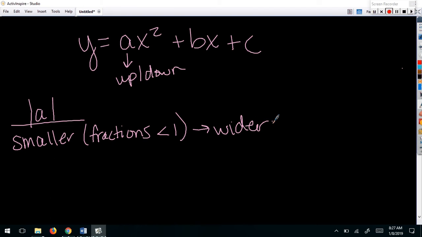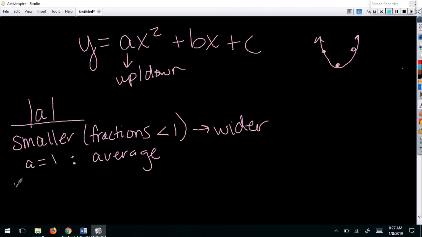Okay, so if A was 1/8, then the graph is going to be really wide, which is the opposite of what you would think. You would think that the smaller it gets, the smaller the graph gets, but it does the opposite, so you have to remember that. Now, 1 is what we call a parent graph. So I say that's an average width. That's where I started the vertex, and it's going to go up 1 over 1 on each side. That's an average width parabola. That's a parent graph, okay?